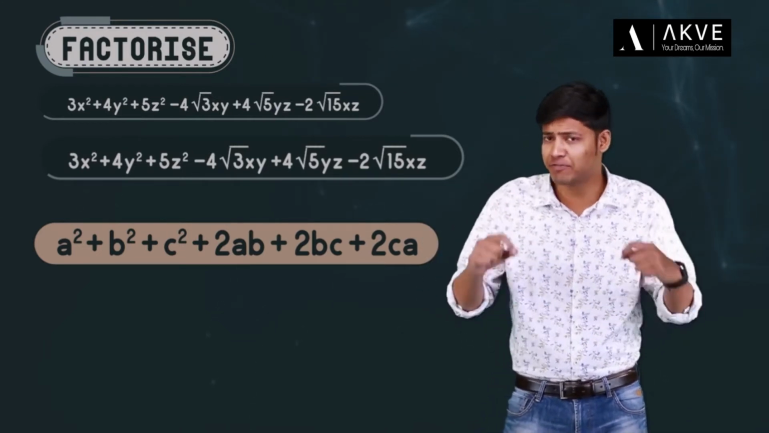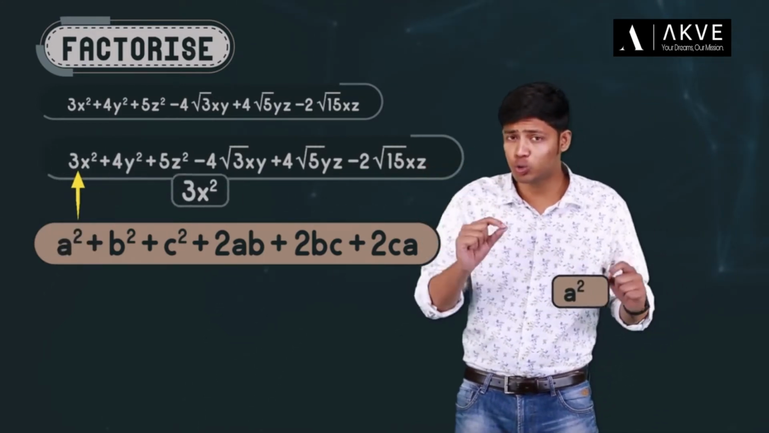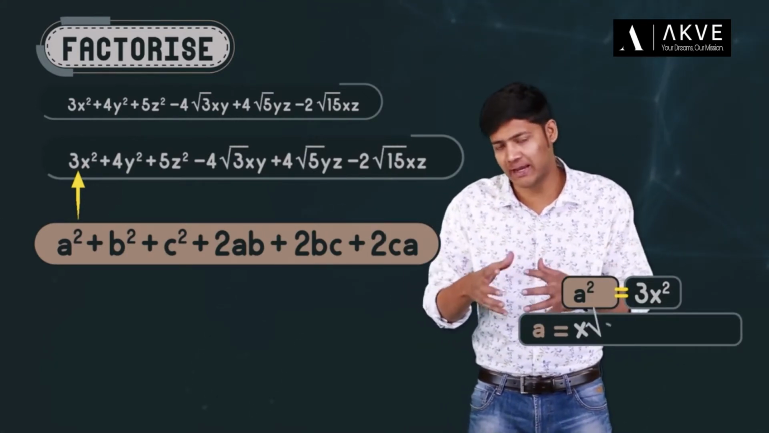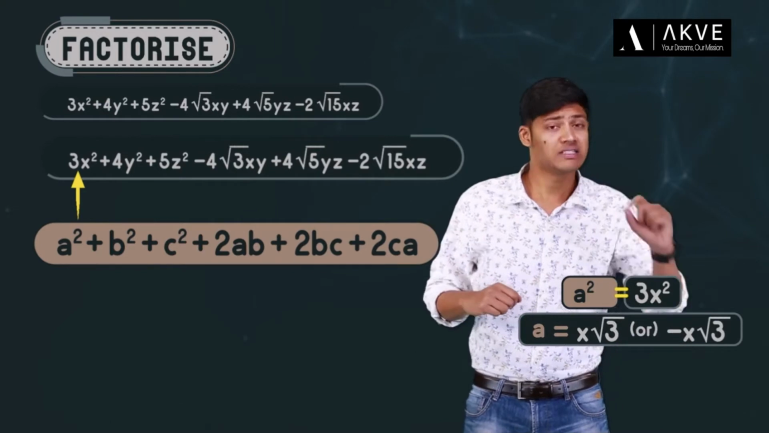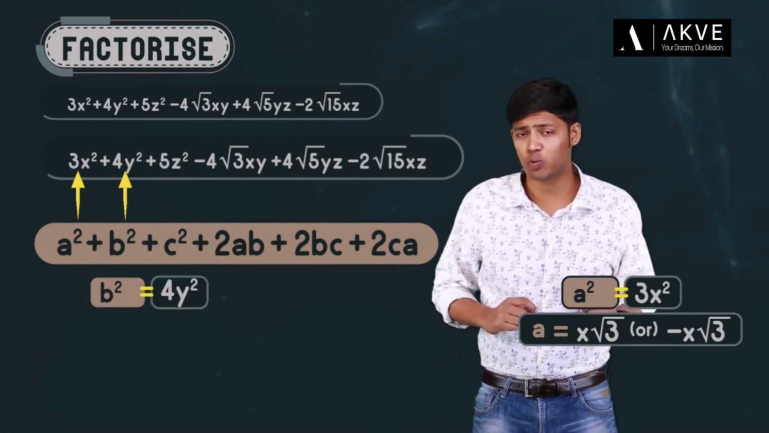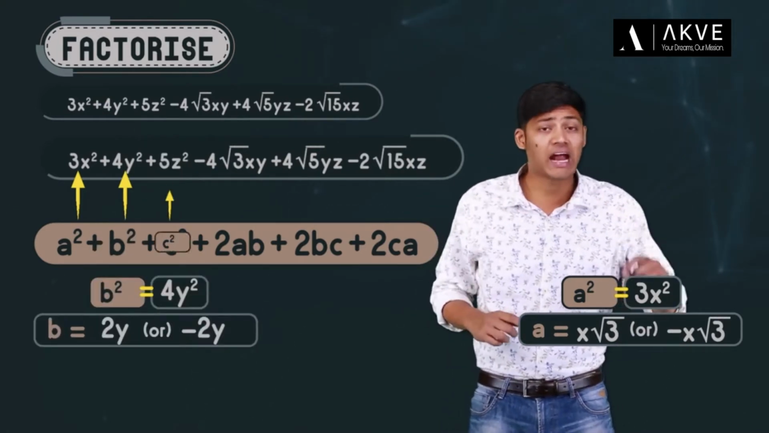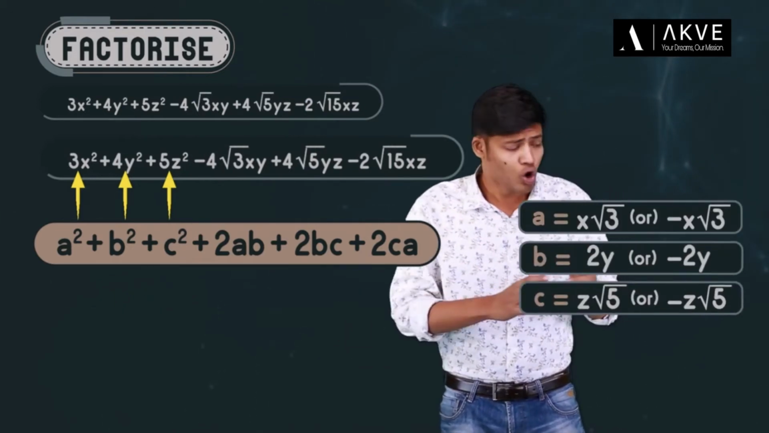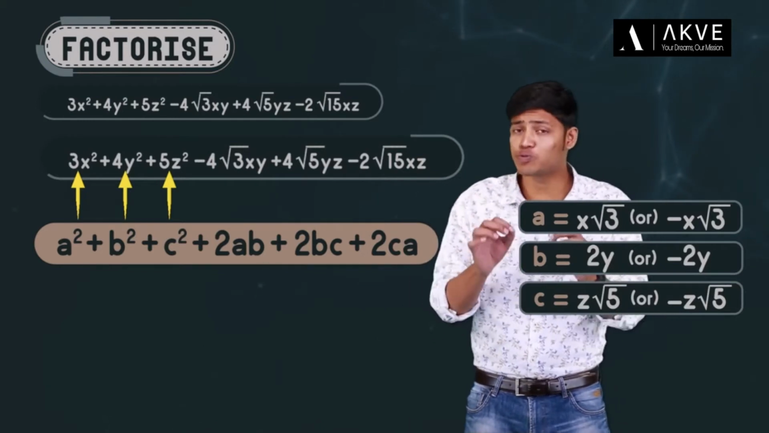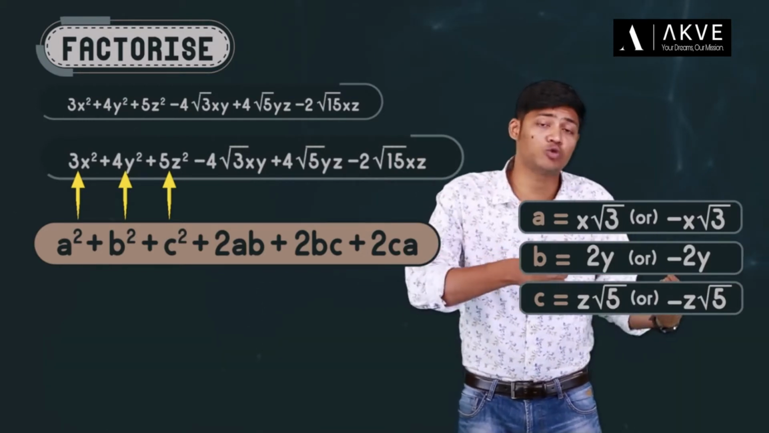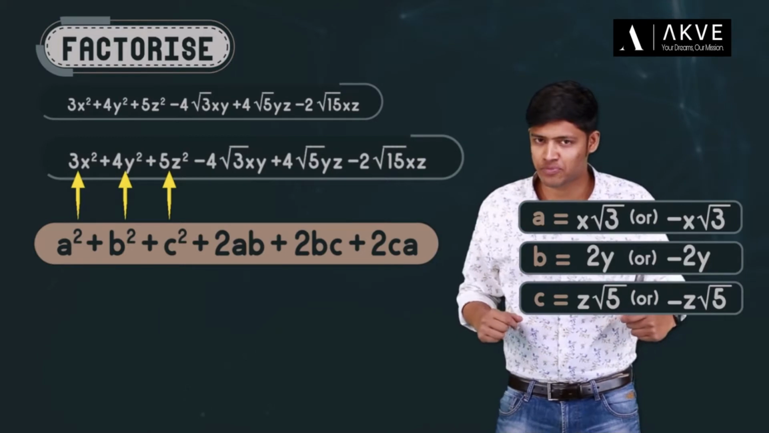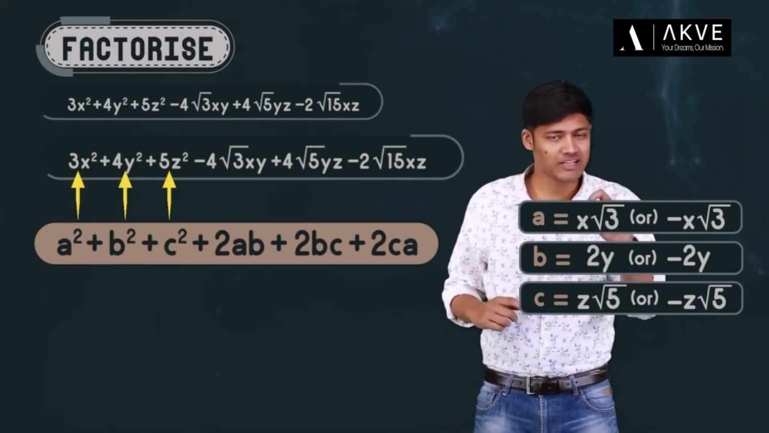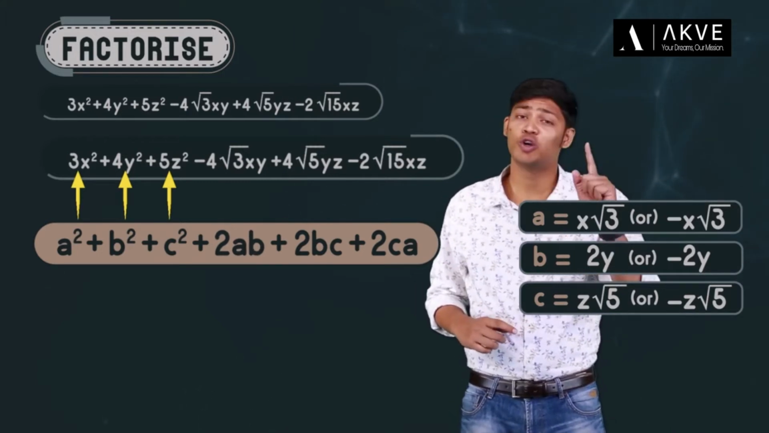By comparison, if we equate a squared to 3x squared, we get a equal to plus or minus x root 3. Similarly, b will be equal to plus or minus 2y and c will be equal to plus or minus z root 5. Now, out of all these values, which values do we have to consider for a, b and c? To decide that, observe the next 3 terms carefully. That is, the terms 2ab, 2bc and 2ca.